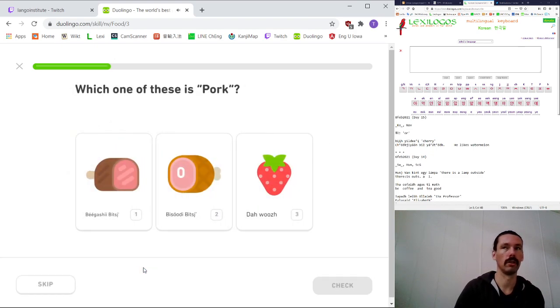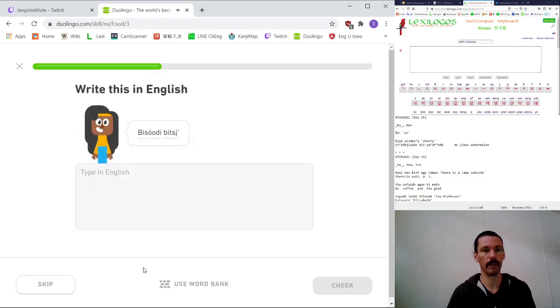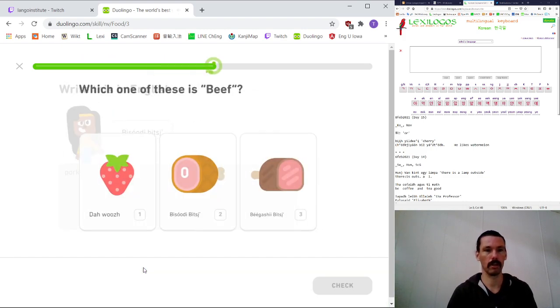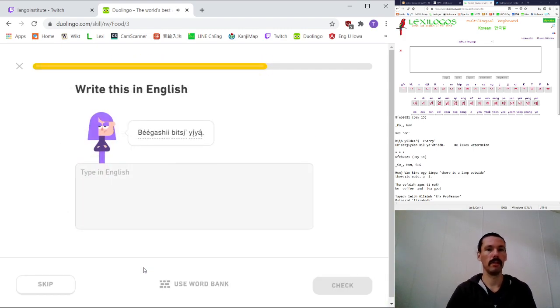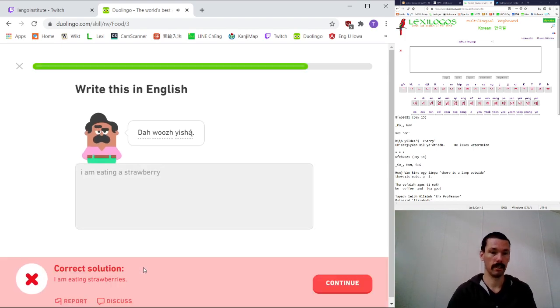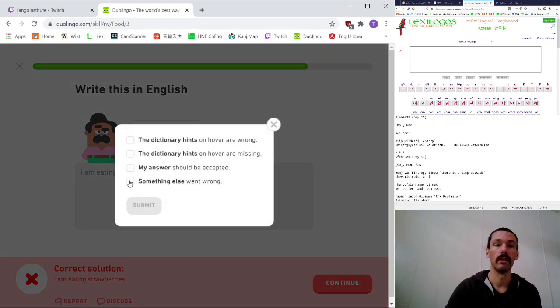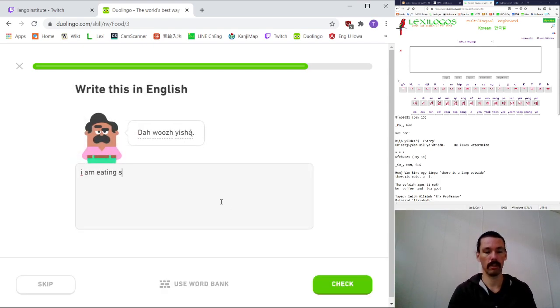Nope. He or she is eating. Bisodi is the pig, I believe. Bitsi the meat. Pork. Yep. He or she is eating beef. I am eating a strawberry. Strawberries. Let's make it plural. I am eating strawberries.